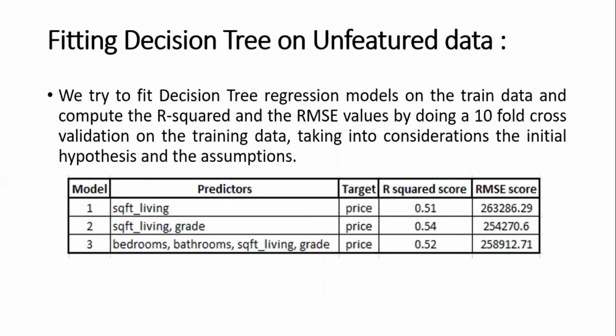Further, we try to see if some other models can also be used for prediction of the price. So we try to fit a decision tree on unfeatured data. Here also we take into consideration the initial hypothesis and the assumptions and try to fit a decision tree regression model on the trained data and compute the R squared and the RMSE values by doing a tenfold cross validation. So from the table, you can see that we have taken the initial assumptions that we made for the previous models. And you can see that as the number of predictors is increasing, there is a slight increase in the R squared score.